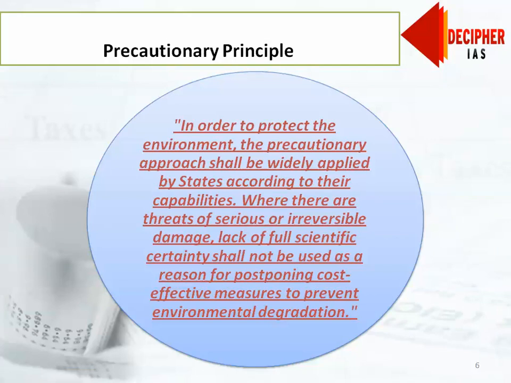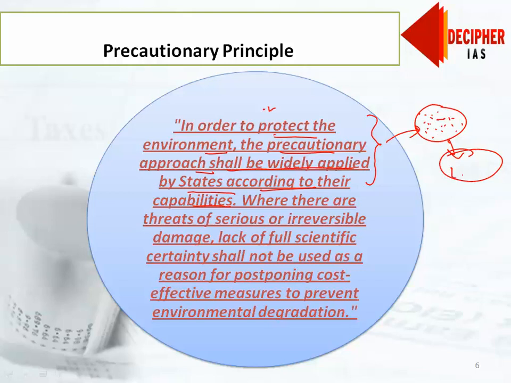Now coming to the exact words of precautionary principles. The precautionary principle says that in order to protect the environment, the precautionary approach shall be widely applied by states according to their capabilities. That is, suppose if a state is not able to feed its population, then it can import GM food if it has no other choice. But if it has capability to have the normal food, that is natural one, so why does it need to import GM food? Fine, because it has capacity to produce.